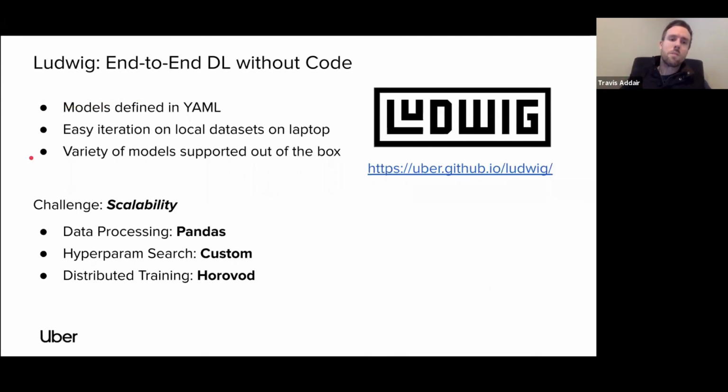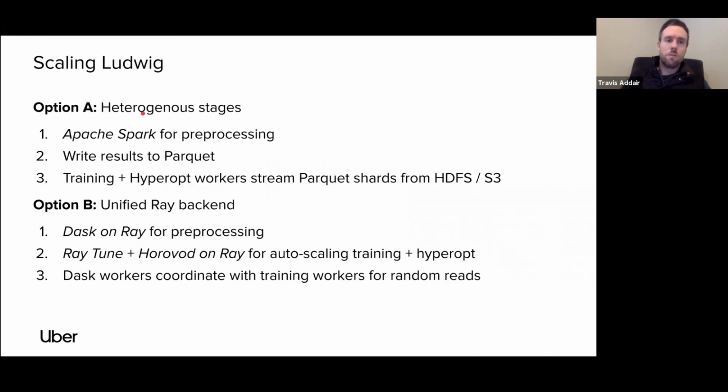And so some of the things that we're looking at for Ludwig is how do we scale this process up? How do we take it from being an easy-to-use toolkit to a true AutoML solution in the open source? For that, we want to go from doing this kind of bespoke workflow of pandas, custom hyperparameter search, and then we use Horovod for distributed training, and we want to move this to something more scalable. So what do we do?